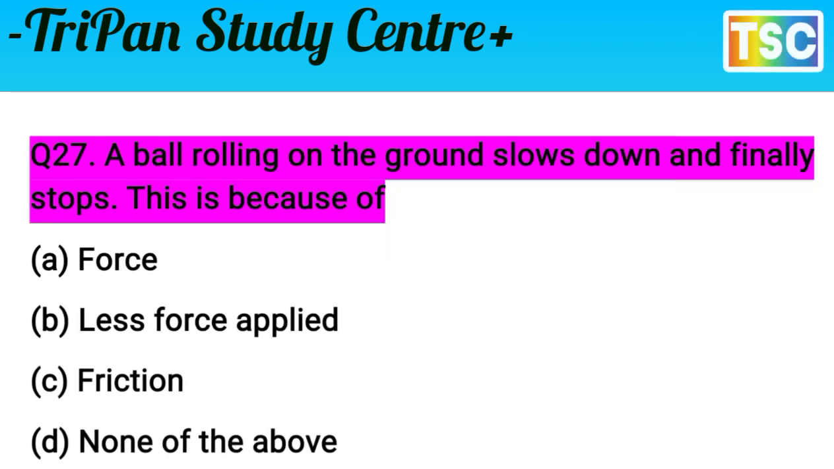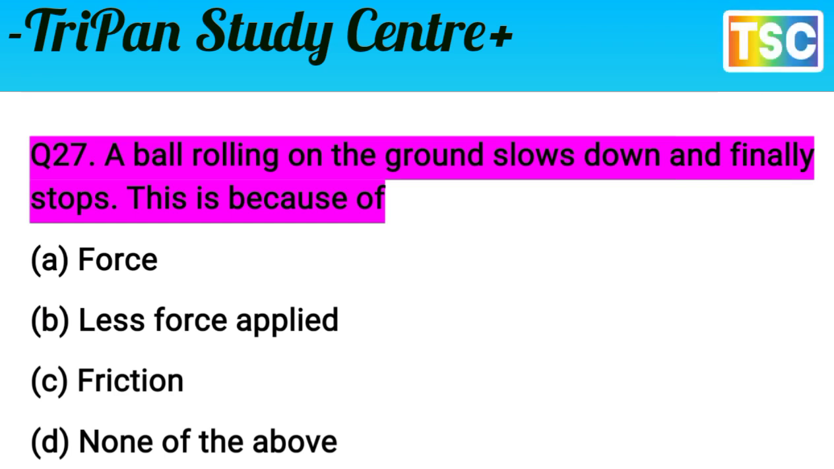Next question on your screen. A ball rolling on the ground slows down and finally stops. Why is the ball stopped? A. Force. B. Less force applied. C. Friction. D. None of the above. The question is direct. But first of all, choose the correct answer and note it in your notebook. Let's check the correct answer.